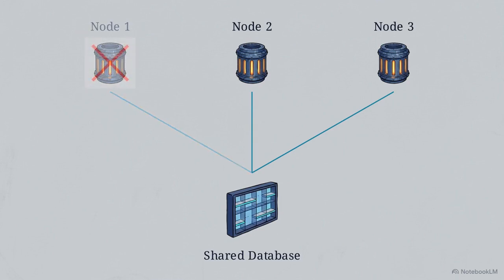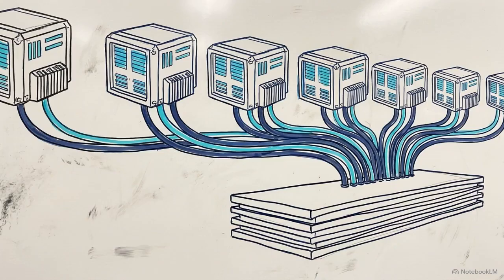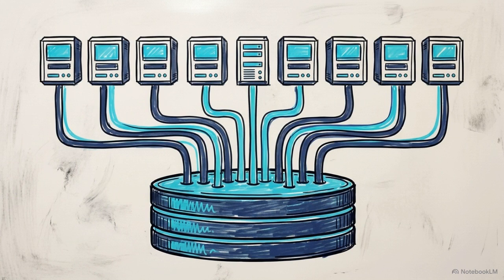Consider a critical node failure. If Node 1 crashes during a workflow, its serialized state is safely stored in the shared database, ready to be picked up and resumed by Node 2. IdentityIQ's ability to scale horizontally and survive hardware failures is entirely dependent on its design pattern of pushing state persistence down to the shared database layer.